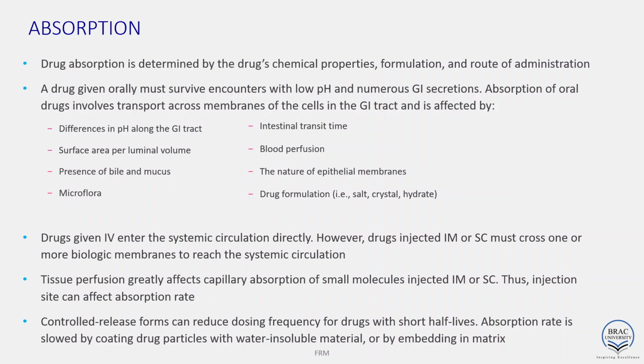So when we ingest a drug by the oral route, the drug reaches the GI tract, and from the GI tract, the drug is absorbed, right? So the drug is absorbed from the GI tract. A lot of factors mainly control or affect this absorption of drugs.